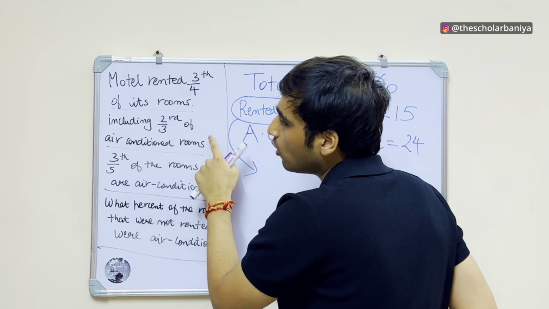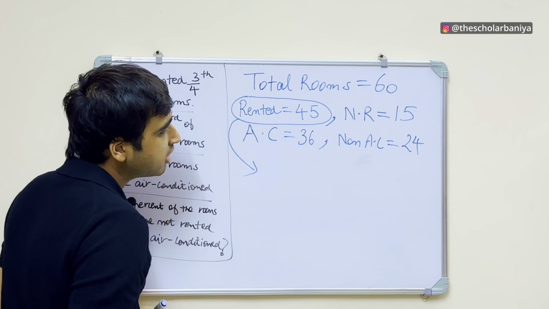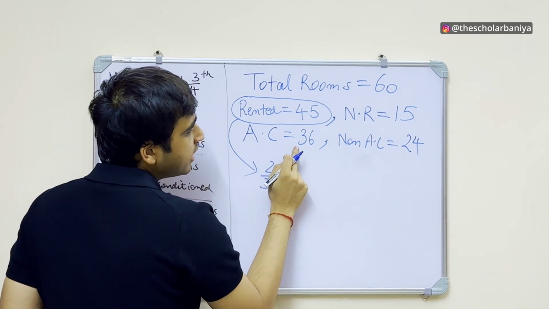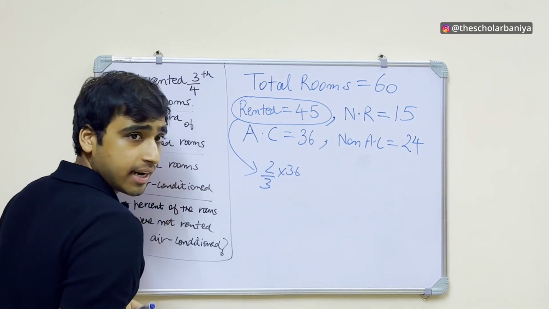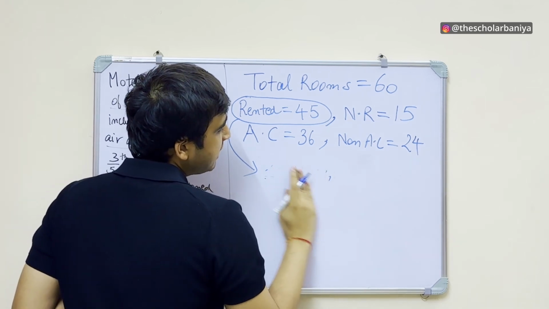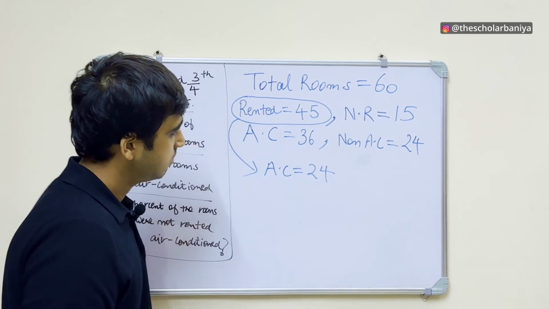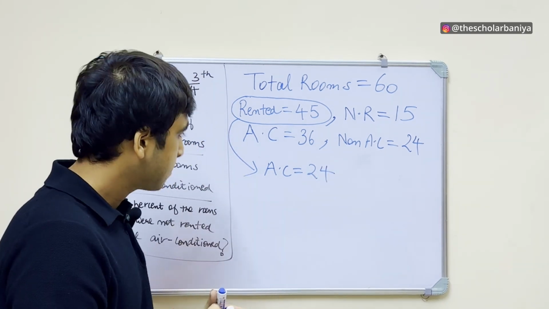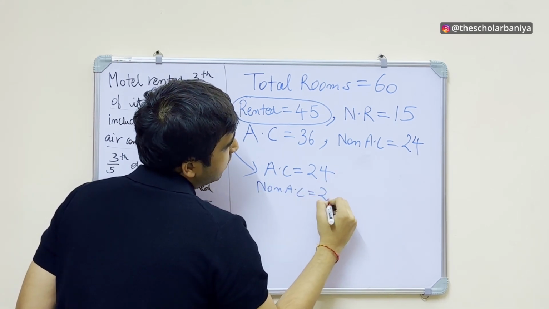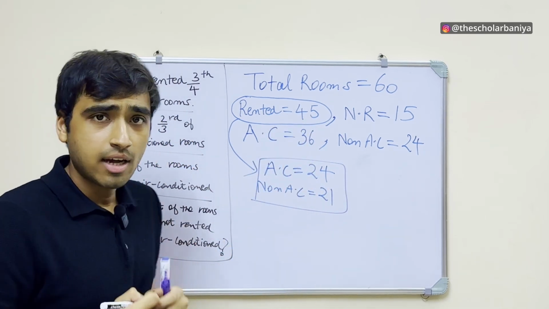So we know 2/3 of the air conditioned rooms have been rented. So what does 2/3 mean? 2/3 of the air conditioned rooms, so 2 upon 3 into 36, that means 24. So out of the rented rooms, the AC rooms are 24. I hope this makes sense, right? And the non-AC rooms will be 21. So total is 45. I hope this is making sense.